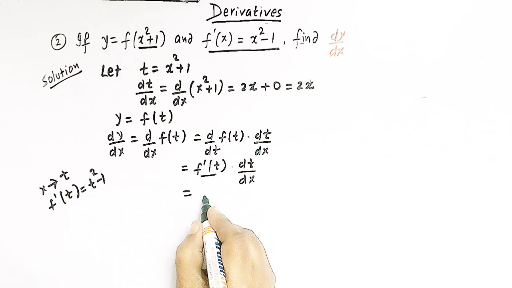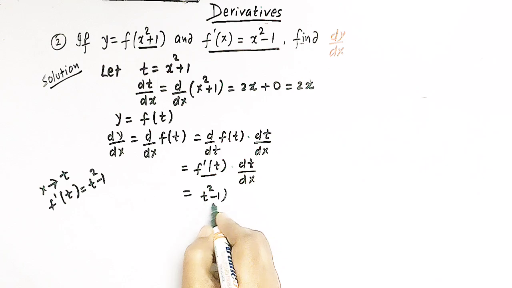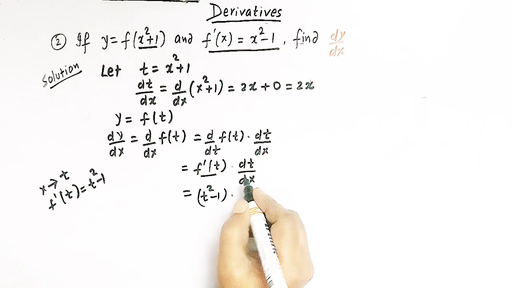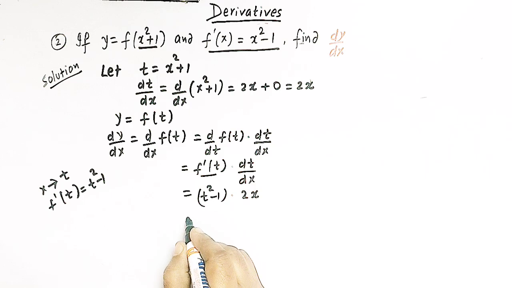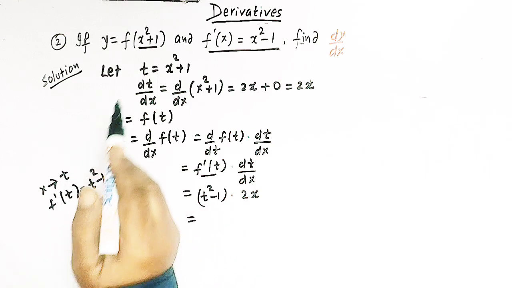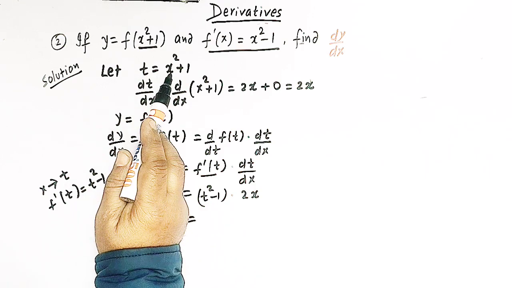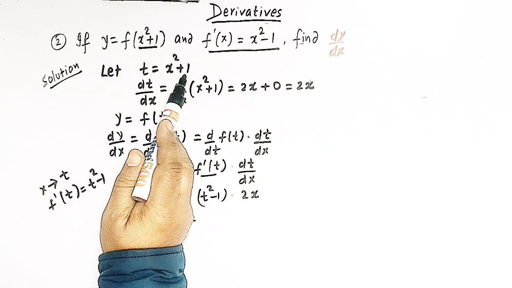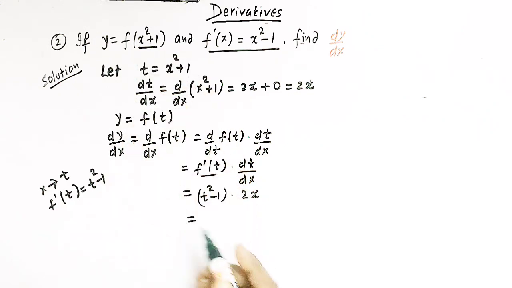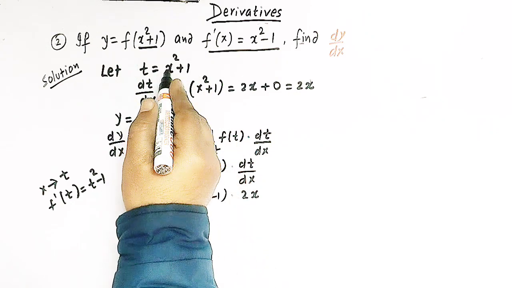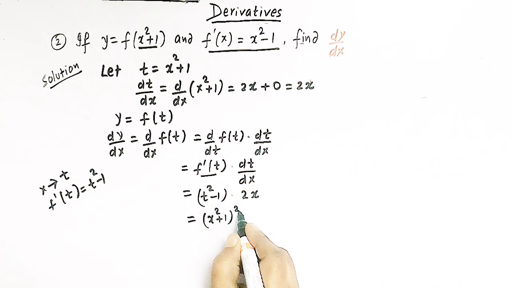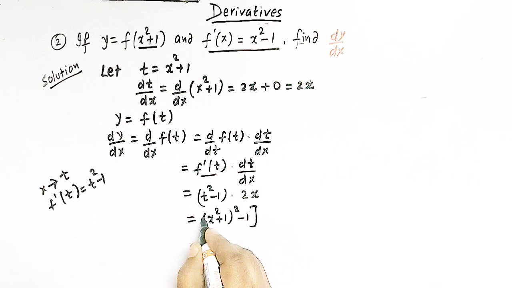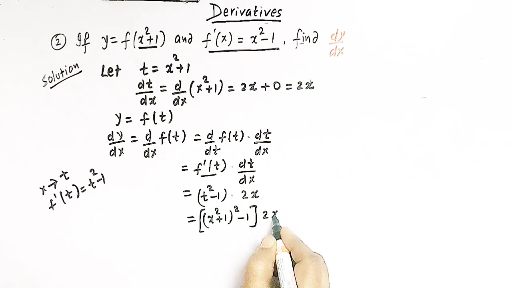So here we can write t square minus 1, and for dt over dx we can write 2x. Now the value of t is equal to x square plus 1 due to our assumption. So let us substitute t is equal to x square plus 1, squared, then minus 1, and here we have 2x.